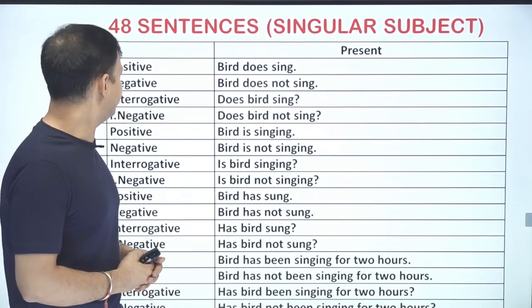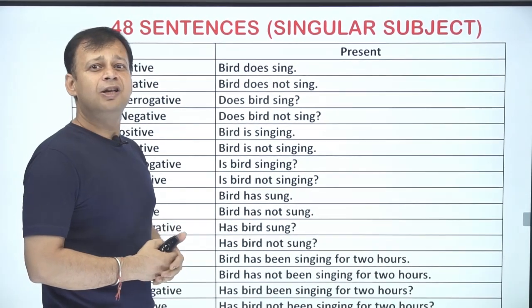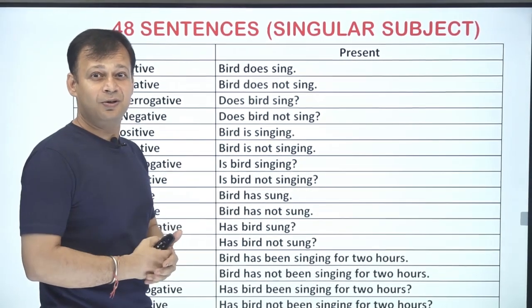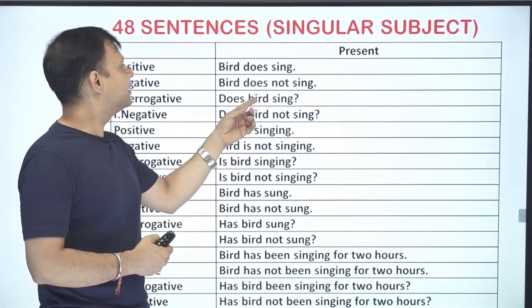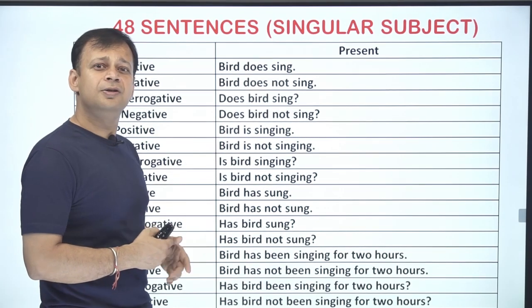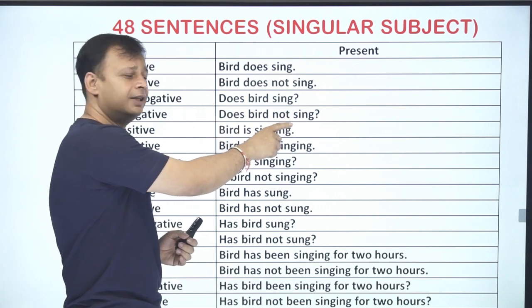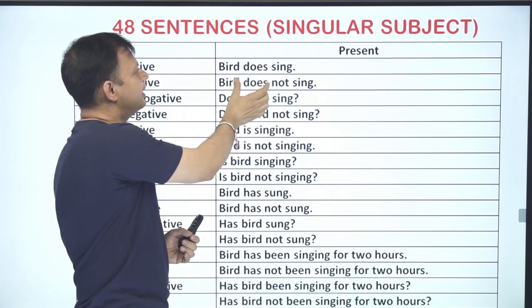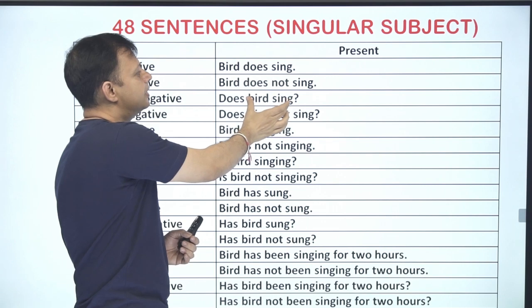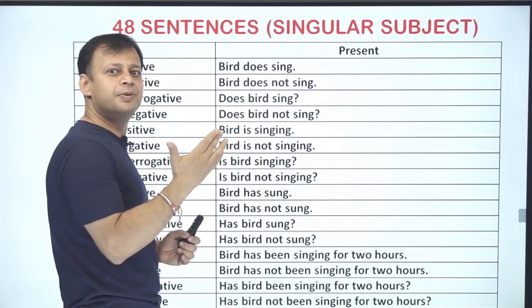So as you can see, bird does sing. We can also say bird sings over here. That's not a problem. So when it is a negative sentence, what happens? We add not. So bird does not sing. So in case of interrogative, what are we doing? The helping verb comes in the beginning and the positive sentence bird sing can come as it is. So does bird sing?